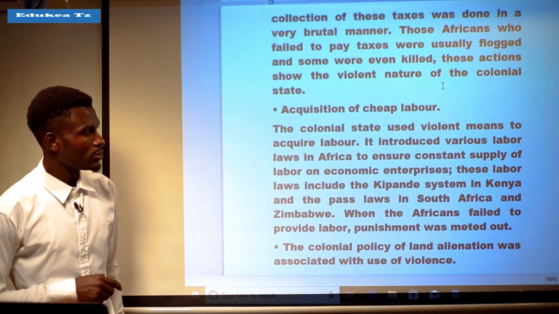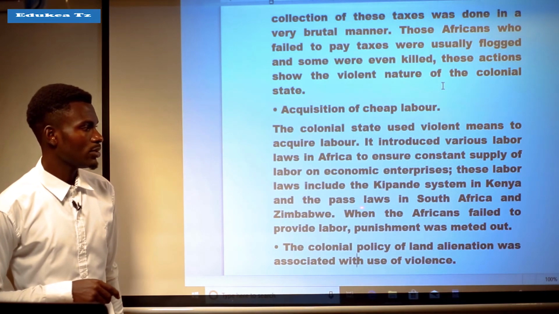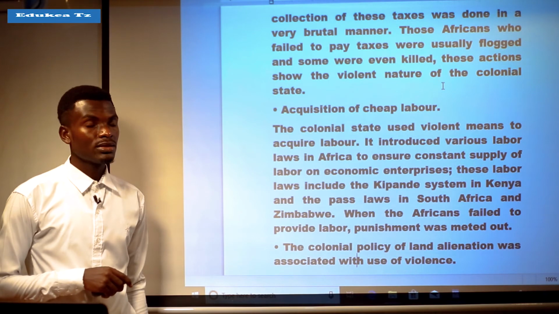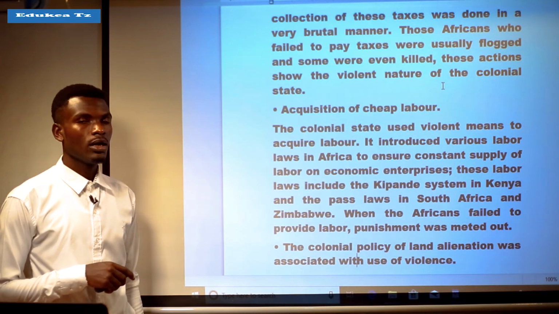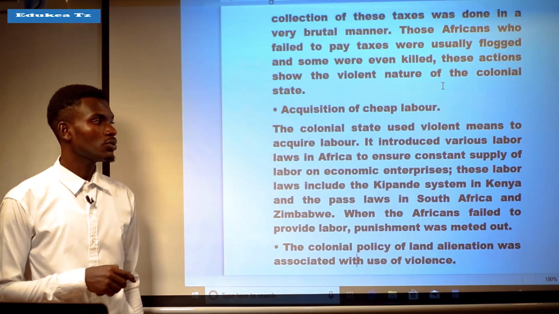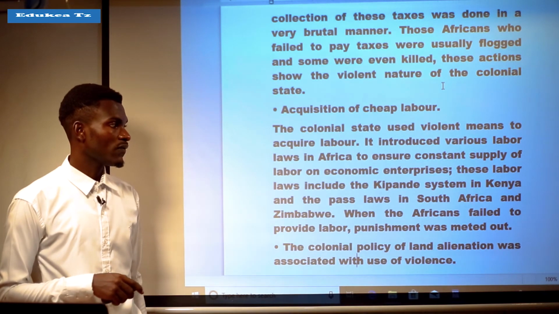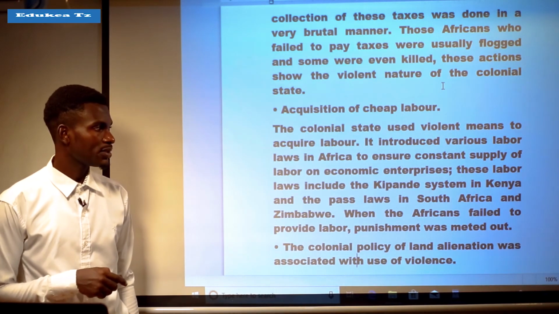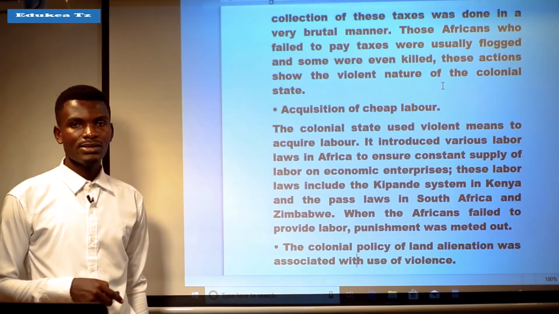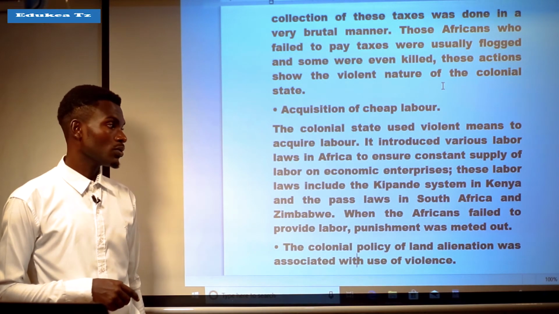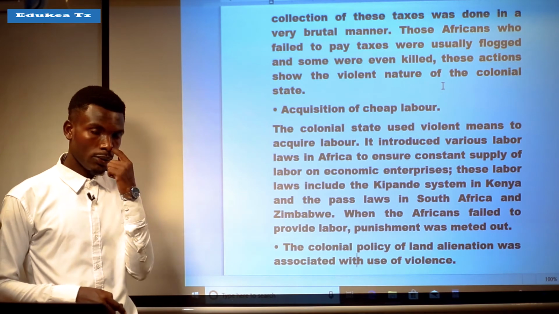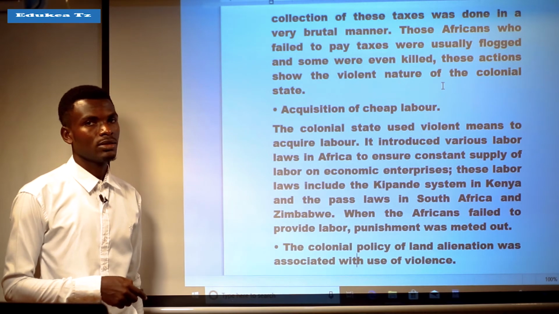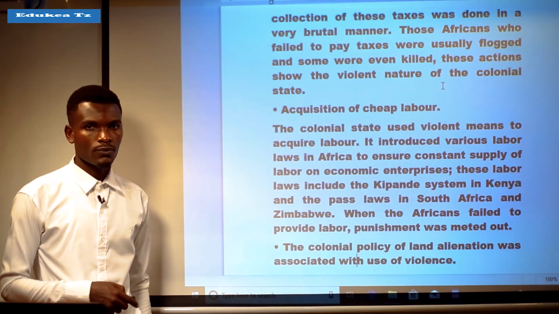These labor laws include the Kipande system in Kenya and the pass laws in South Africa and Zimbabwe. It means that these systems and laws were established to ensure a supply of labor in economic enterprises. For example, the Kipande system introduced in Kenya ensured a constant supply of labor, especially in the Kikuyu highlands, where there was the production of tea.